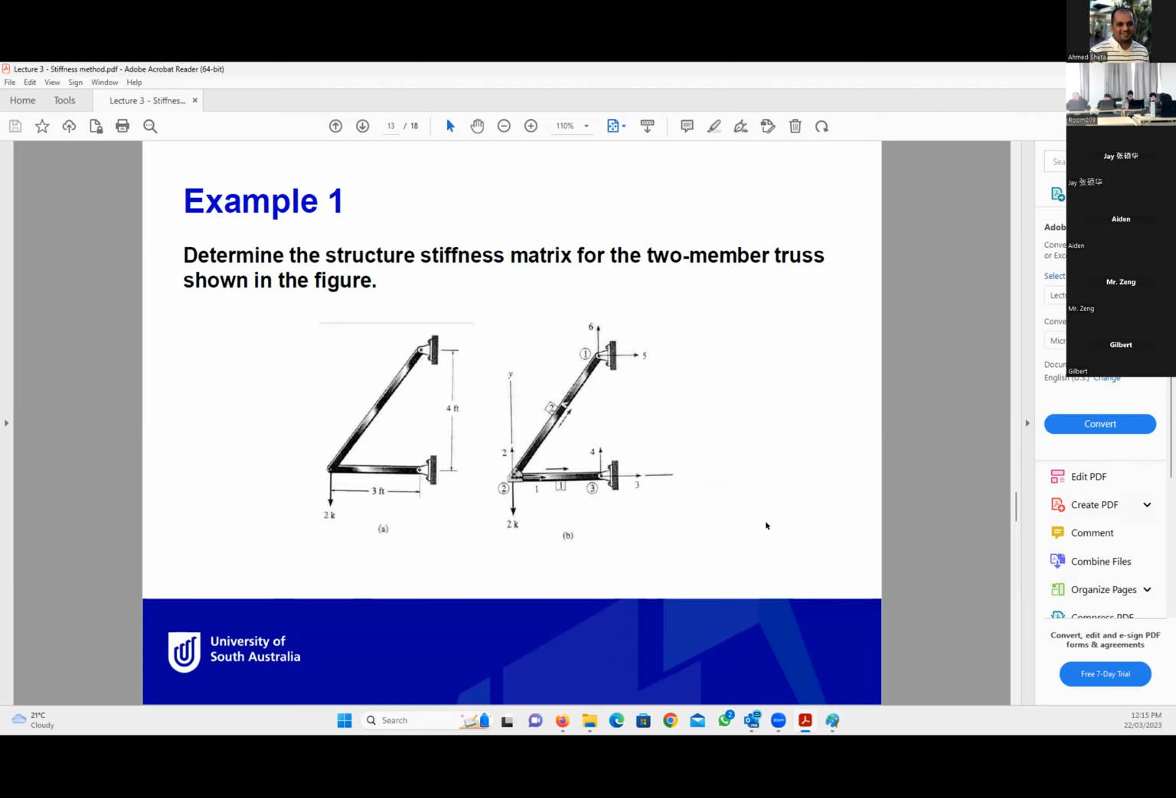Now we have an example. In this example, we need to determine the structure stiffness matrix for the two-member truss shown in the figure. We just need to find the global stiffness matrix for the truss. We'll give you 5 minutes to think about it.